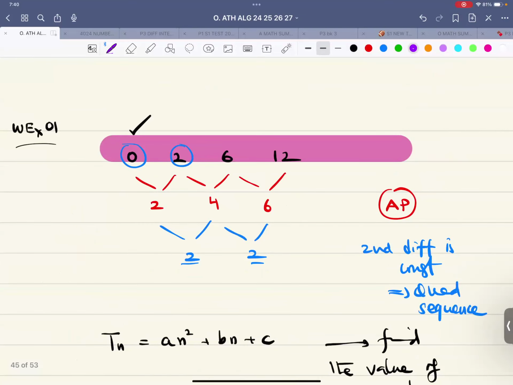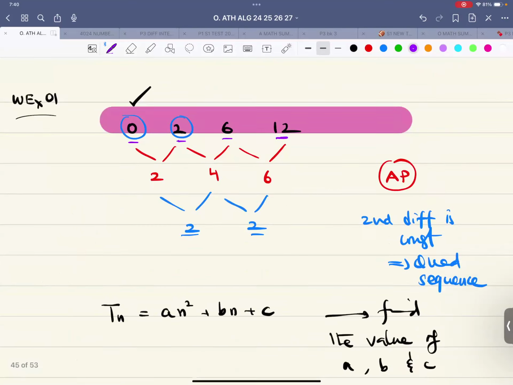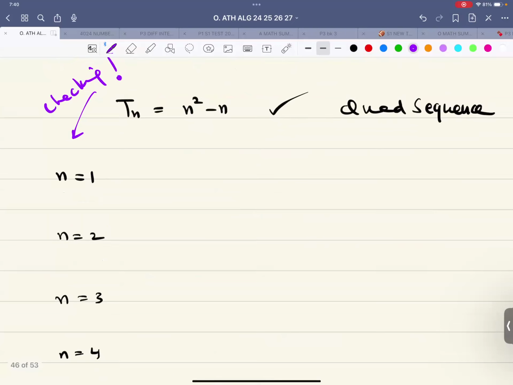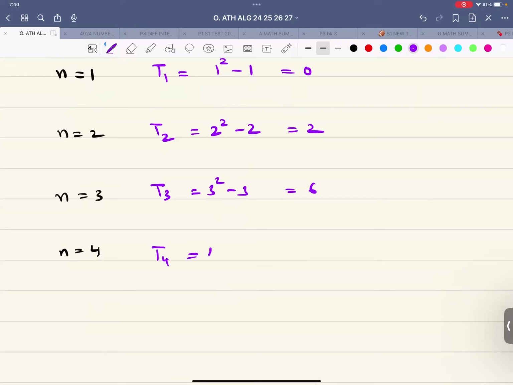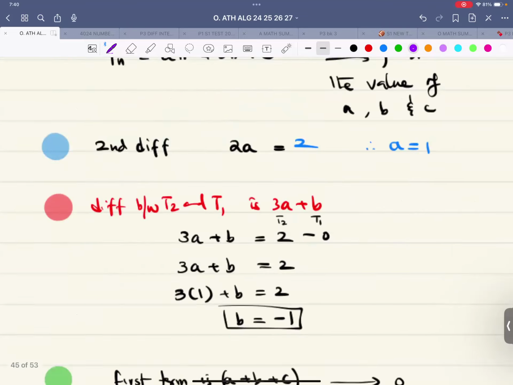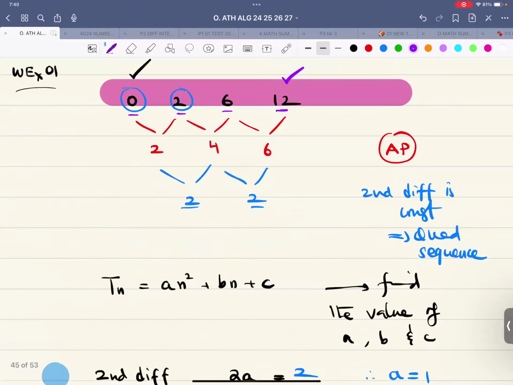So I should be getting 0 and 2 and 6 and 12 out of this. So let's double check. T1, this is 1 square minus 1, which comes out to be 0. T2, this is 2 square minus 2, 4 minus 2 is 2. T3, that is 3 square minus 3, 9 minus 3, which is 6. And T4, which is 4 squared, 16 minus 4, which comes out to be 12. So 0, 2, 6, 12. Is that the answer? Yes, that is the answer.